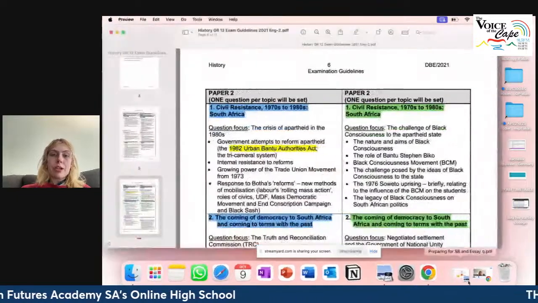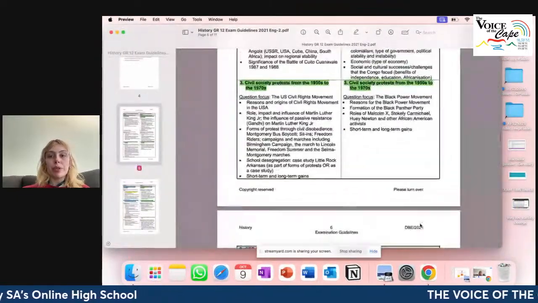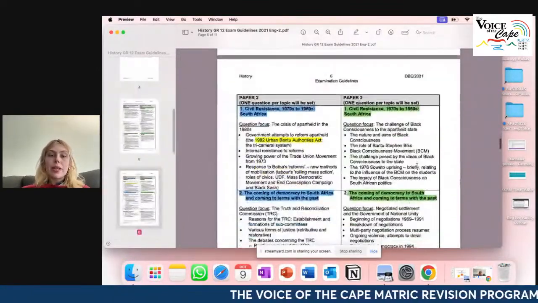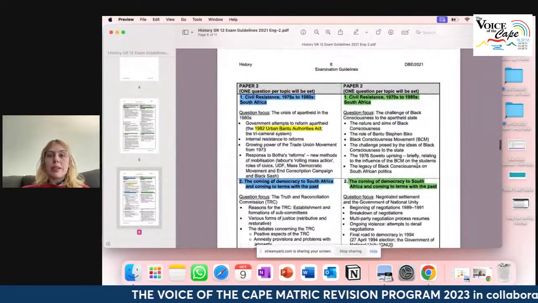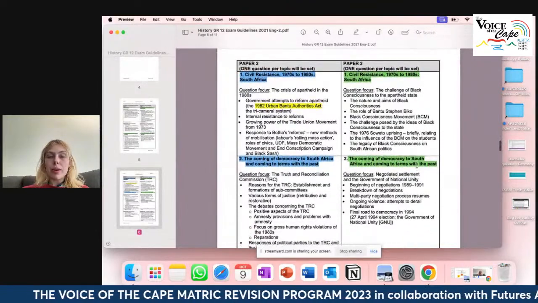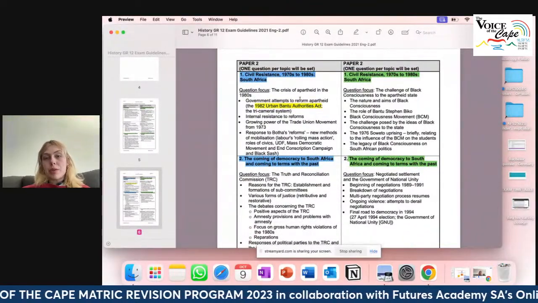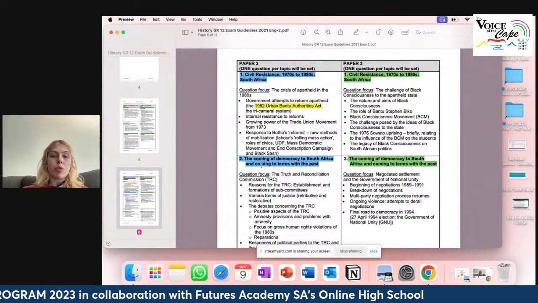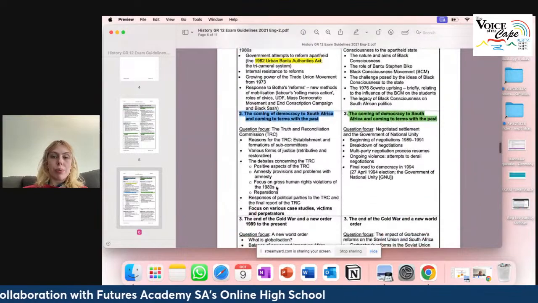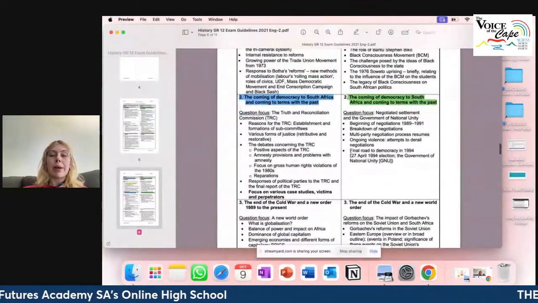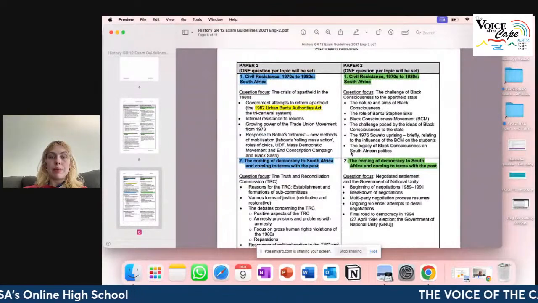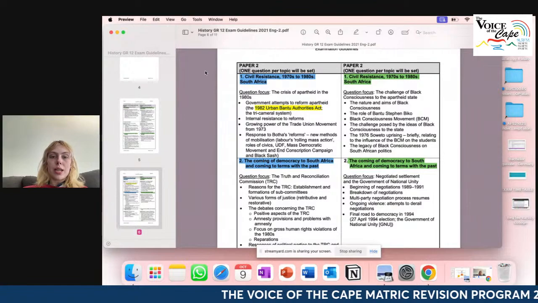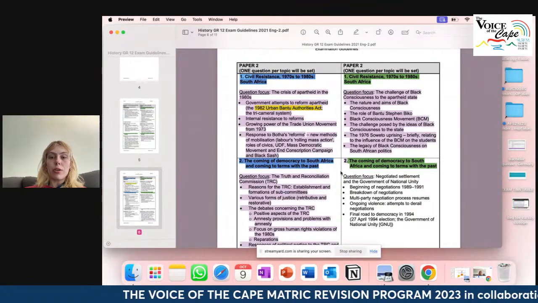Just to refresh, in terms of the Paper 2 content, we covered Paper 1 last week. Paper 2 is the same format. It's 150 marks, 50 marks a question. You have to answer one source-based question, one essay question, and then one question can be either source-based or an essay, to make up a total of 3 questions. What's quite nice in Paper 2 is that 2 of the topics follow on each other.